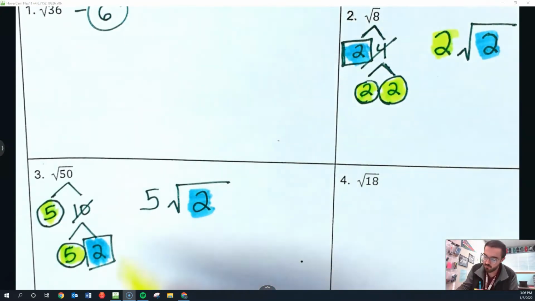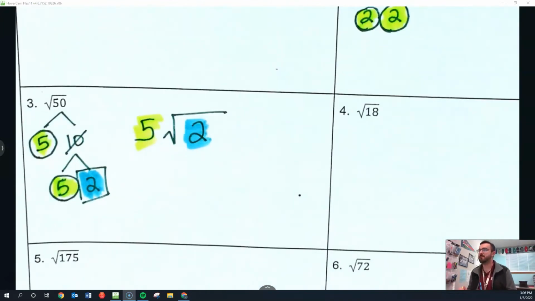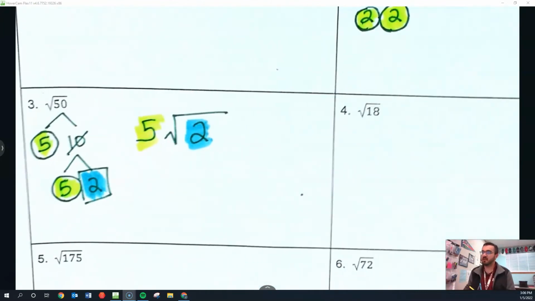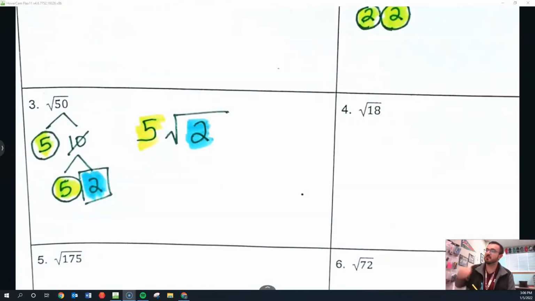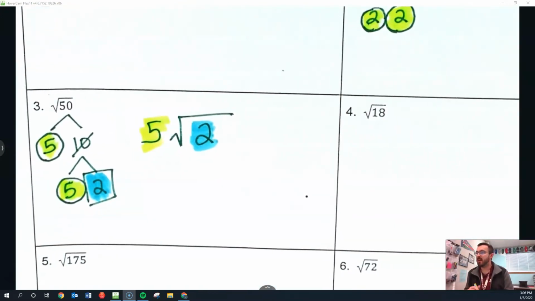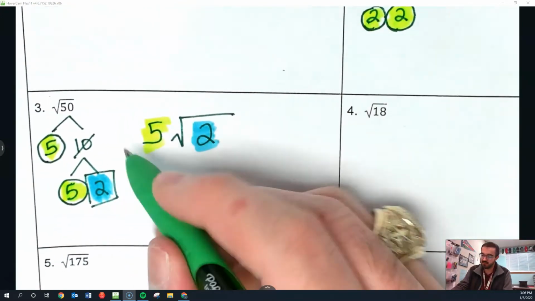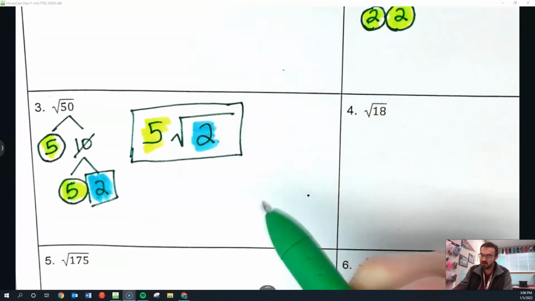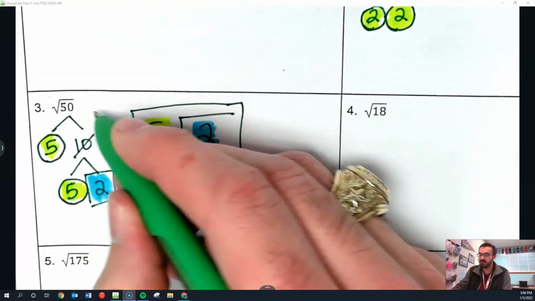Okay. So hopefully you're getting the hang of it. It's really not too bad once you're cooking with it. Let me turn off my light, it's a little bit too bright. All right, 5 square root of 2 would be my answer here. So I went from the square root of 50 to this 5 square root of 2.